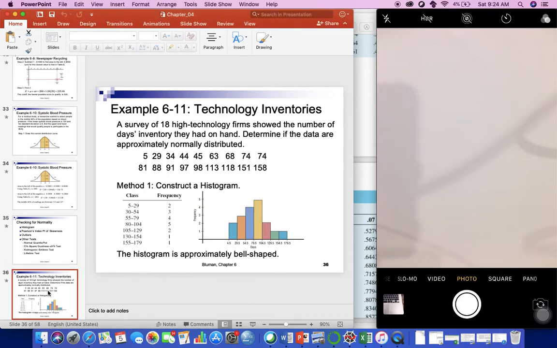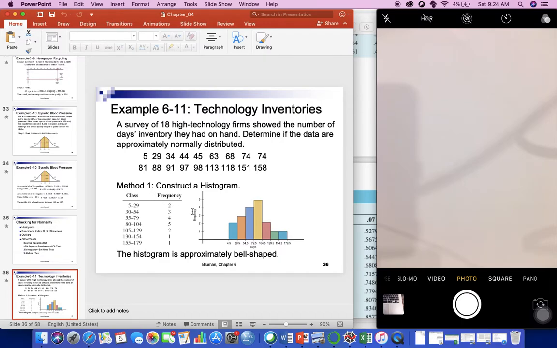Let's say you have this example. A survey of 18 high technology firms shows the number of days inventory they had on hand. Determine if the data are approximately normally distributed. Here we have 18 data values starting from 5 until 158. The first step is we need to construct a histogram.